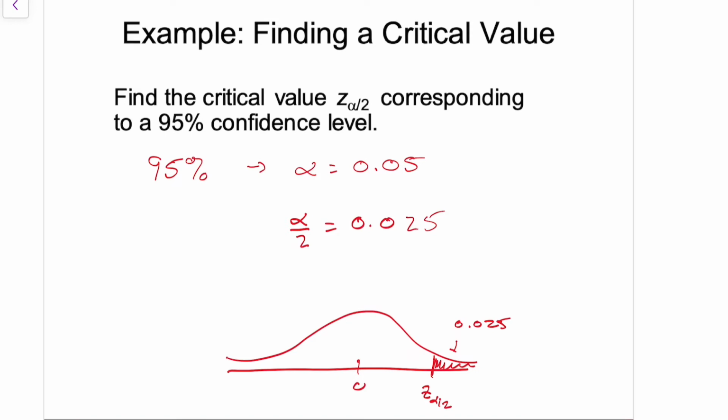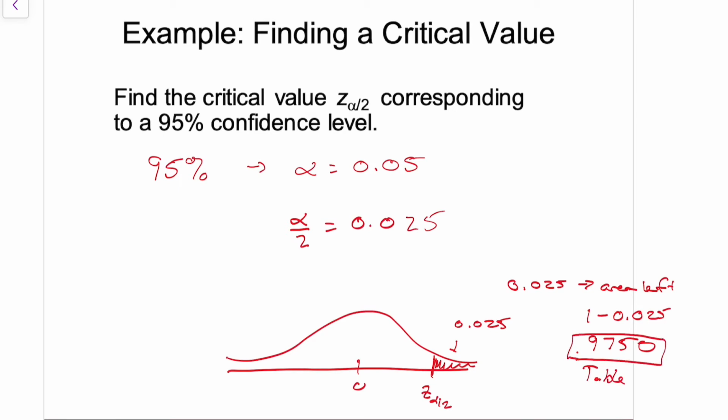But we've dealt with this problem before. Finding an area to the right of 0.025 is the same as finding an area to the left of 1 minus 0.025, which will give us a value of 0.9750. So what we have to do is look at our table and find a value whose area is 0.9750. That will be our z-score.